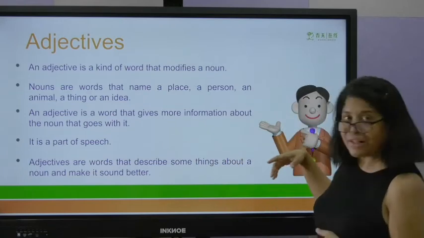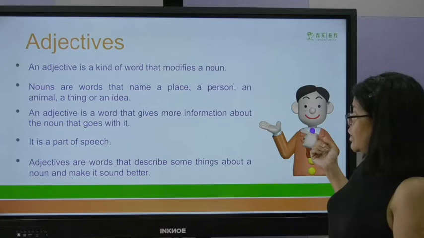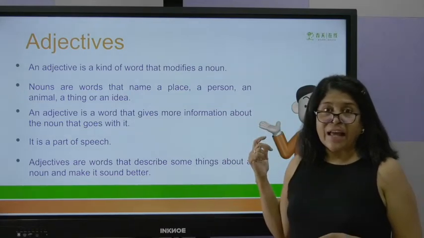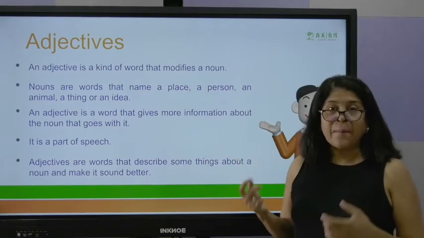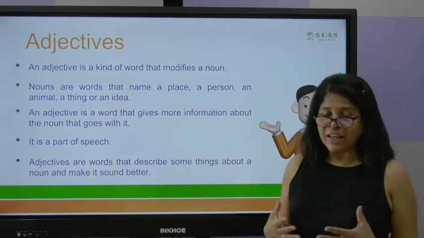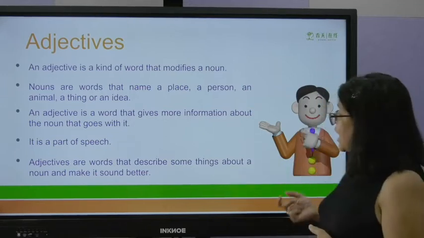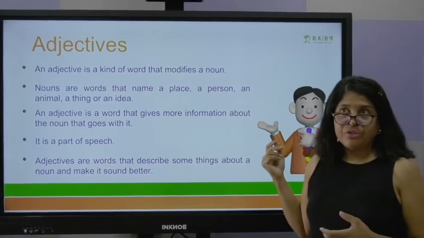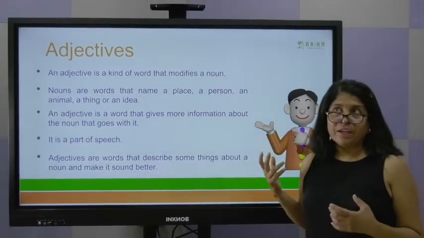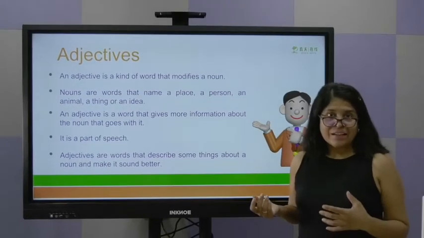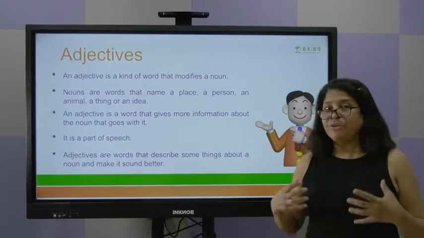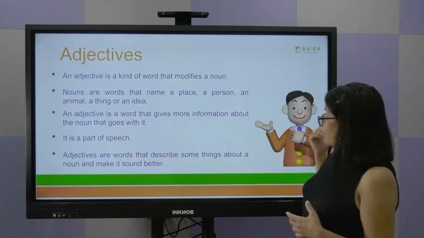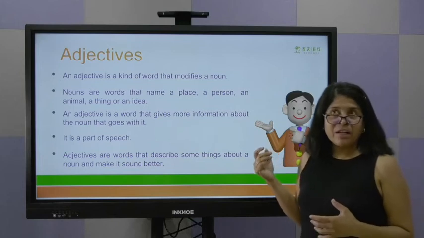So let's look at the nouns that were mentioned earlier on. For place, we had school. You could add the adjective to that noun by saying big school. So big is the adjective. And then for person, we had grandmother. To add an adjective to that, we can put the word loving. A loving grandmother. Do you have a loving grandmother? I hope you do.